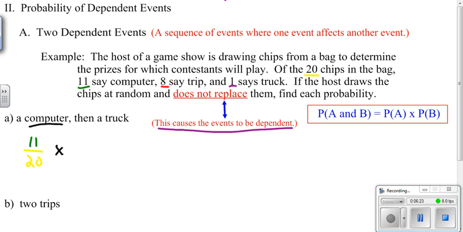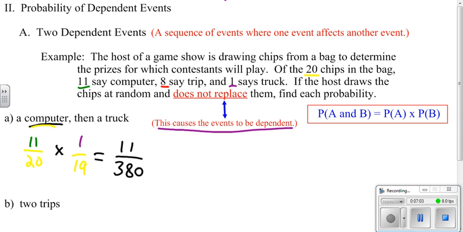But then after that, we're looking for the probability of getting a truck. And there is only one chip that says truck. But in this case, after we've drawn from our original 20, after we drew the one that hopefully had computer, now there are only 19 chips left to draw. So instead of being 1 out of 20, the probability now is only 1 out of 19. So in this case, 11 twentieths times 1 over 19 is going to leave us with 11 out of 380.